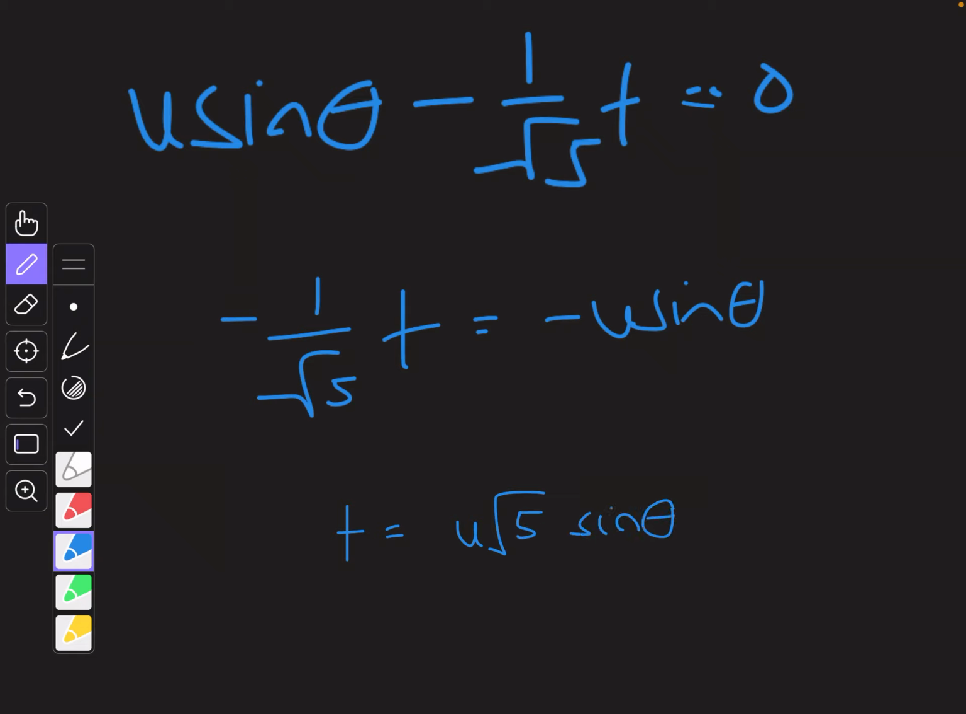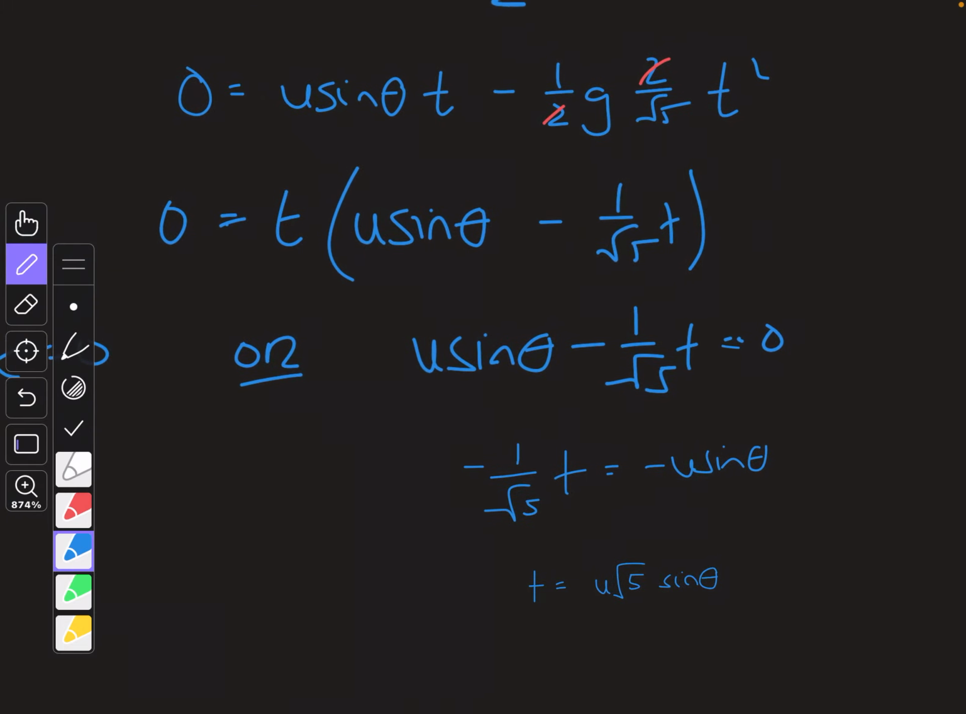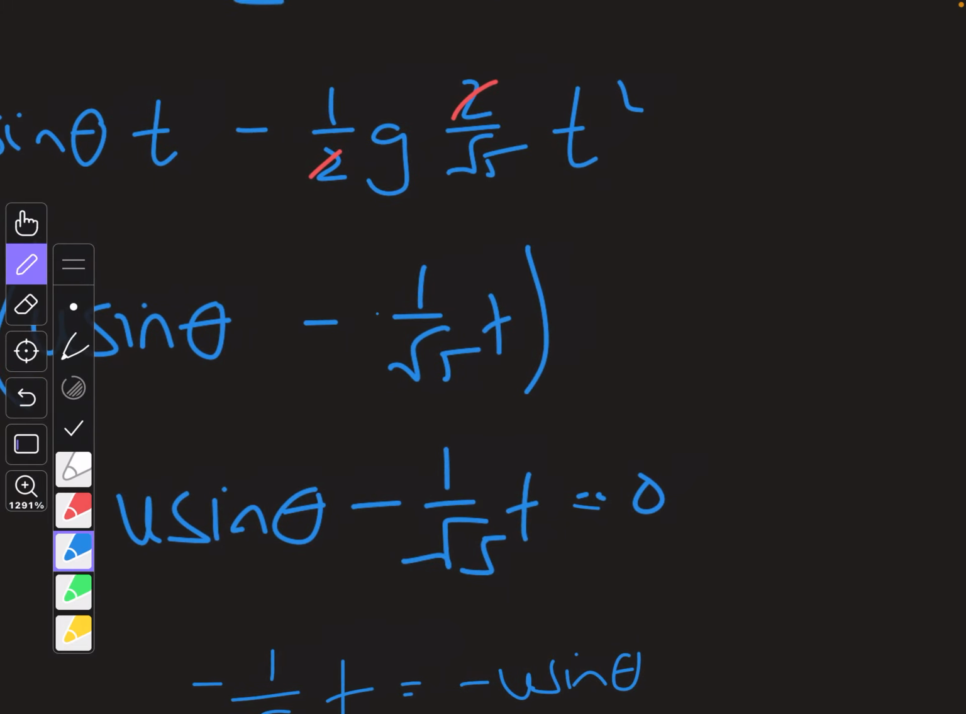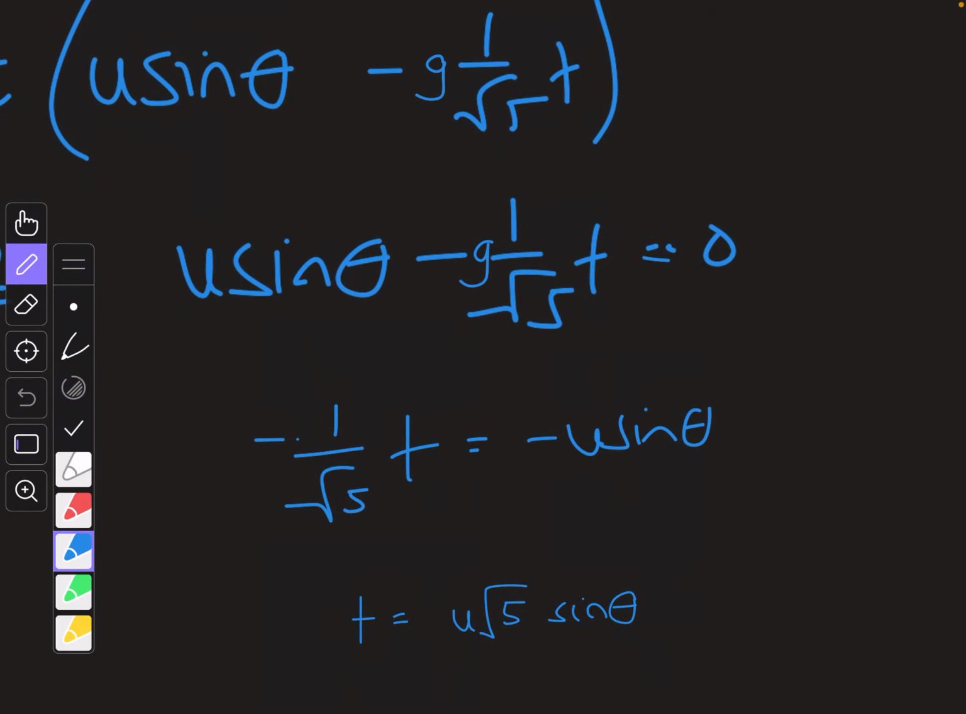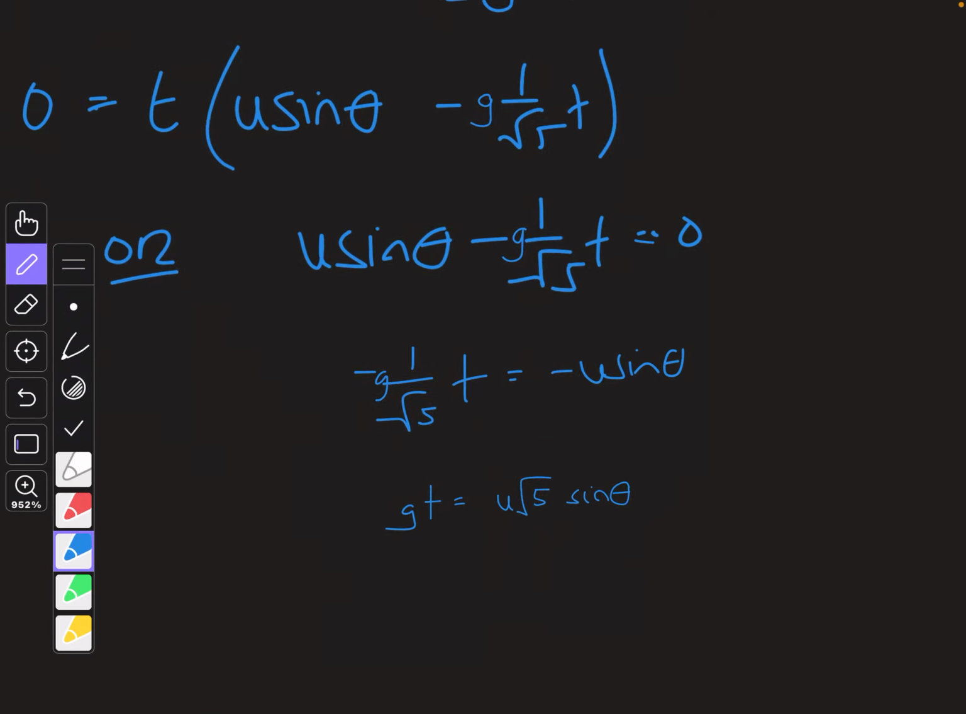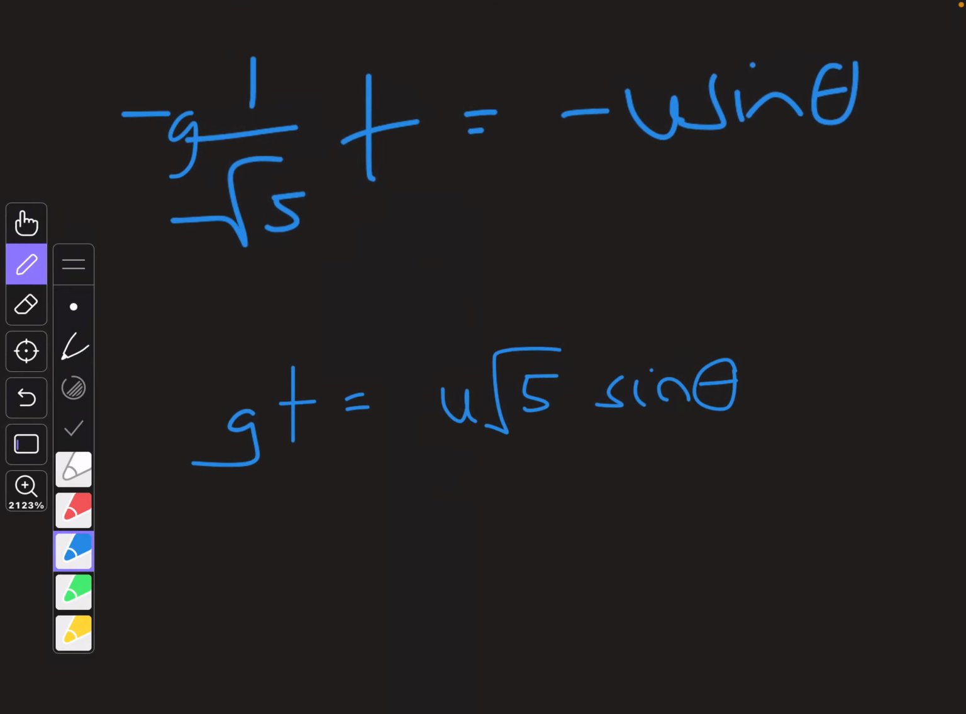So, right, hopefully we can see that t equals u root 5 sine theta. Okay. Just going to check I didn't drop anything. I did. I knew I dropped something. There was a g here. So this is g t equals that. I just knew. I'm always suspicious if I don't have a g at the end. I'm like, wait, I just forgot something. There we go.